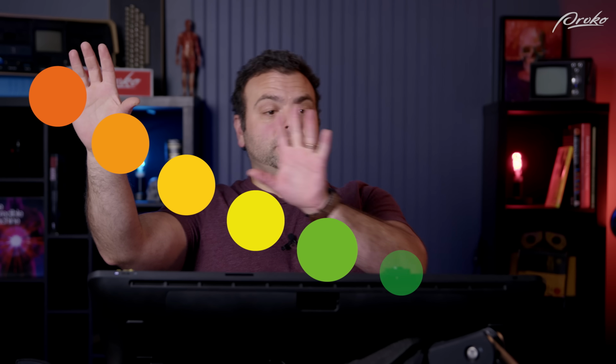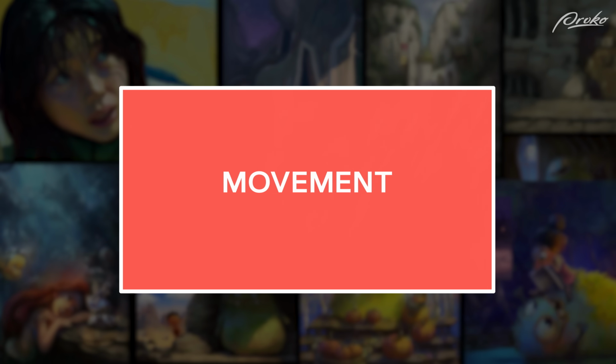You guys are the warmest, you guys are slightly cooler than that, you guys are cooler still, and you guys are the coldest. The colors are moving, or rather we are moving through the colors as they go around the wheel. And that is the next important concept in our understanding of color here, movement.